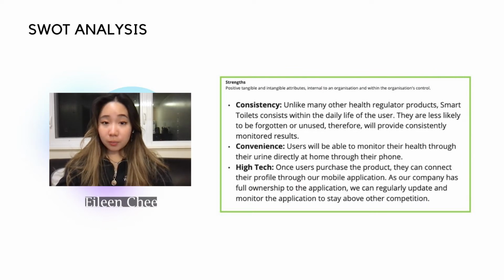In terms of the helpful side of the product, we were able to identify strengths and opportunities. Our product's first strength is consistency of results. Unlike many other health-related products, our product fits within the daily life of a user. For example, everybody uses a toilet at least once every day. Respectively, it is less likely to be forgotten or unused. Therefore, our product would be able to provide consistently monitored results without much effort from the user.